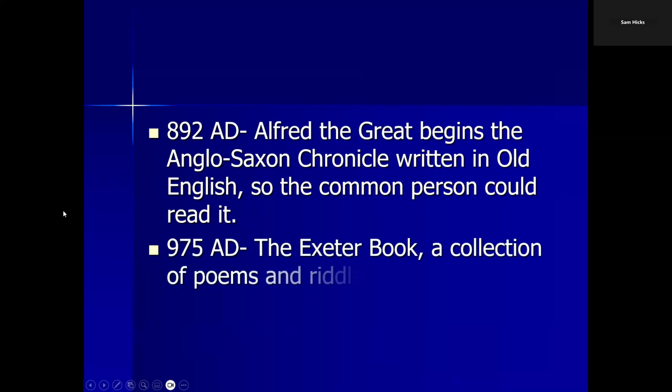Right, so in 892, Alfred the Great begins the Anglo Saxon Chronicle. This is where he's taking their writings and putting them in Old English.